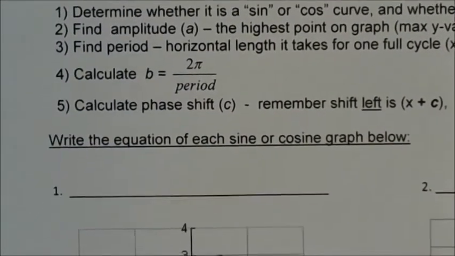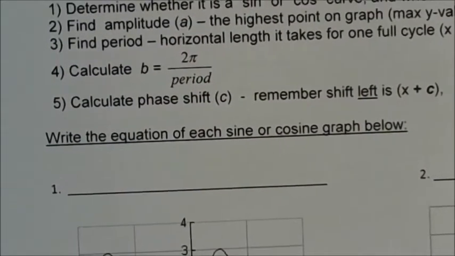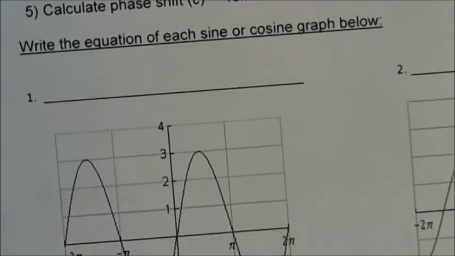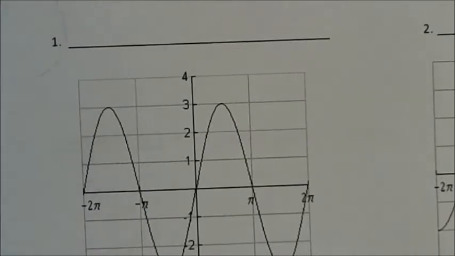We want to write the equation of each sine or cosine graph below. And there is more than one or two acceptable equations. There's an infinite number of equations that can be written to represent a particular graph. All right.